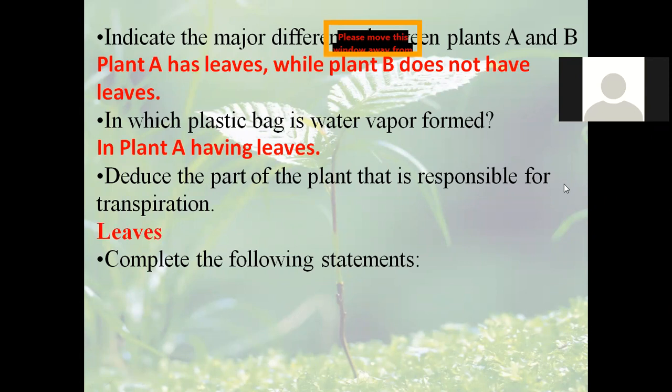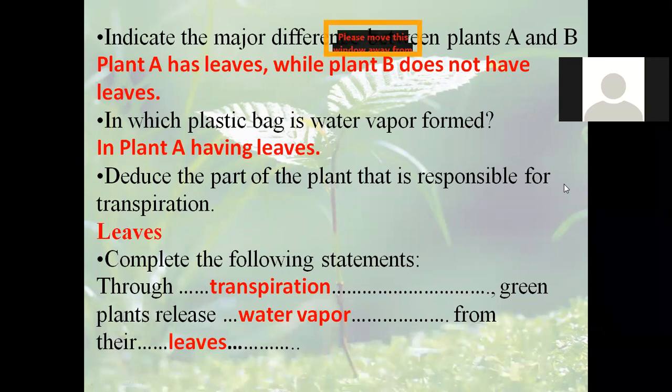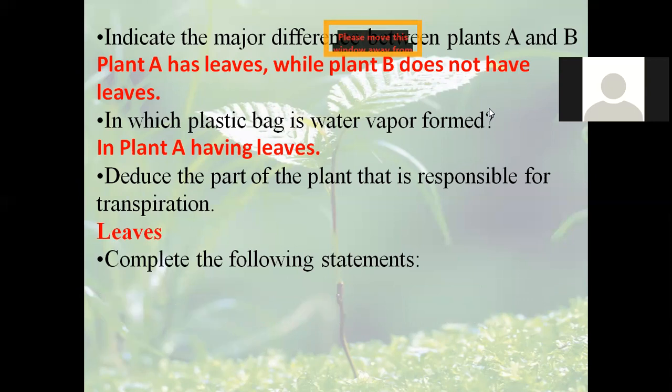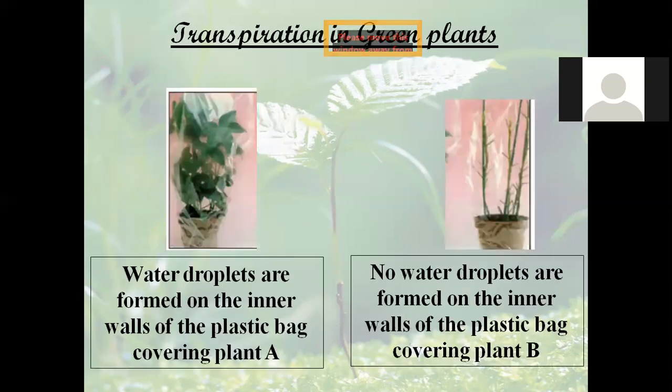Thank you, Celia. Completing the following statement: during the process of transpiration, the green plants release what? They release water vapor through which part? Through their leaves. As a conclusion, you have to know that green plants undergo the process of transpiration. They lose water vapor through special organs, which are the leaves. Without leaves, there is no process of transpiration, and this was explained and proved in this experiment where we have two plants, one with leaves and one without the leaves.